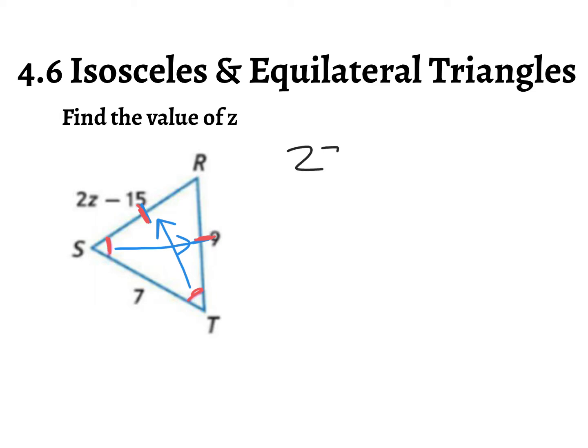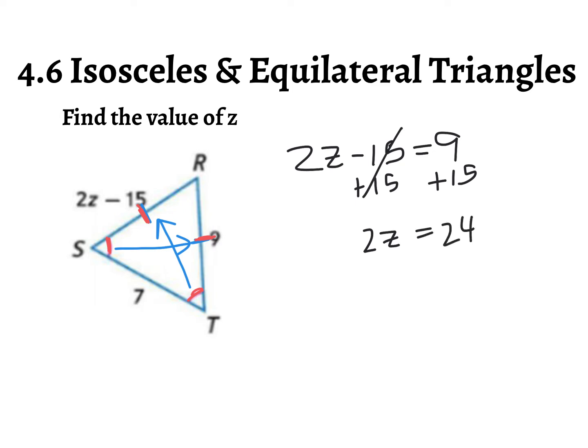You have 2z minus 15 equals 9. So then to solve for z, we move the 15 over. We do plus 15 on both sides. 2z equals 9 plus 15, which is 24. Divide both sides by 2, and you're left with z equals 12. The way to set this up is identifying which two sides were congruent, and that's dependent on the angles provided.